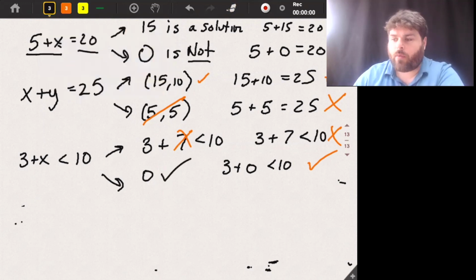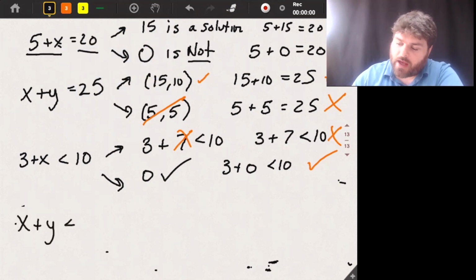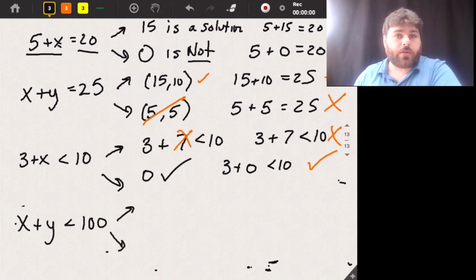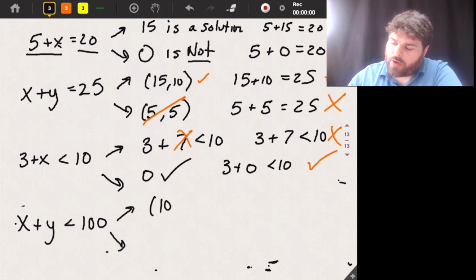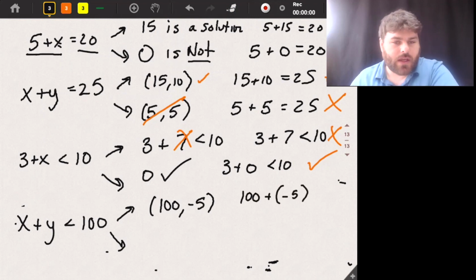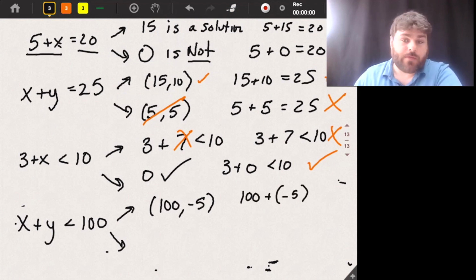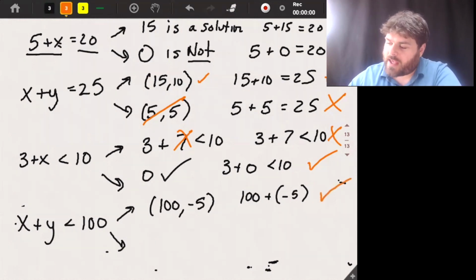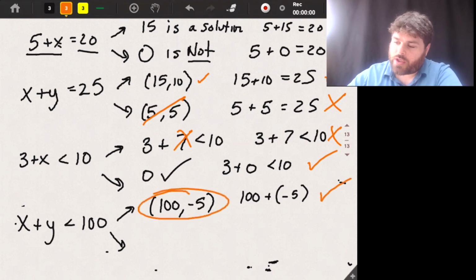All right, let's look at one more example here: x plus y is less than 100. We're talking about another inequality, but we've got two variables, so our solutions have to have two numbers. Let's look at the numbers 100, negative 5. x is 100, y is -5. When I plug that in, I use parentheses around the -5, so if I use my calculator I wouldn't get a wrong answer. 100 plus -5 is 95, and 95 is less than 100, so yes, that is a solution.